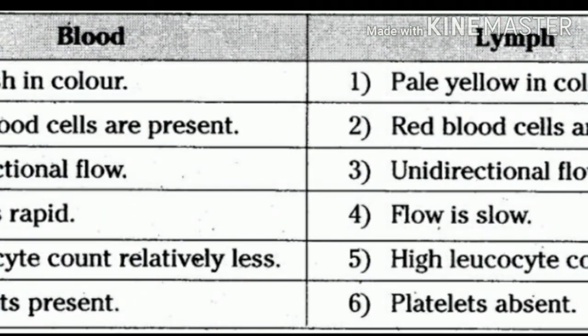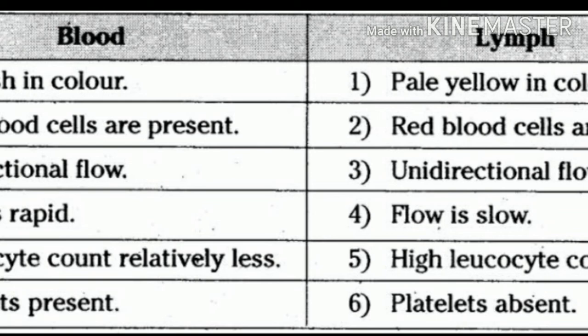Let us have a quick revision regarding the difference between blood and lymph, which we will definitely need when we study further human circulation. Blood is red in color, whereas lymph is pale yellow, or we can say colorless. In blood, RBCs are present. In lymph, RBCs are absent. Blood has a bidirectional flow, whereas lymph's flow is unidirectional.